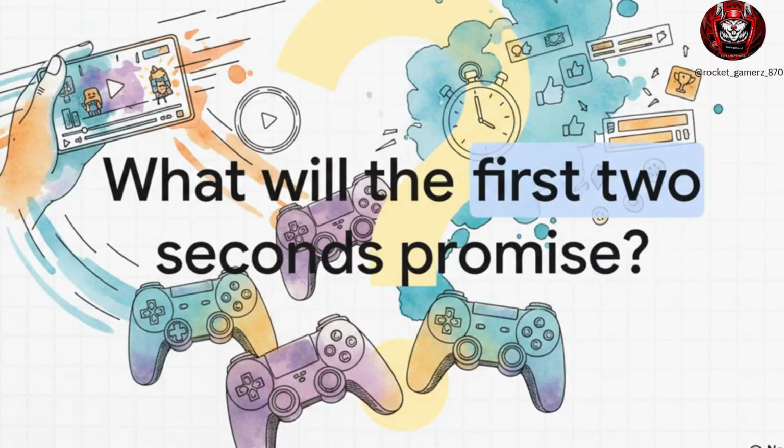So now that you've got the blueprint for the entire viral production pipeline, I want you to ask yourself a question. If mobile viewers decide to stay or swipe in just 1.7 seconds, what will the first 2 seconds of your next video promise them? Really think about it. Would your content survive the 1.7-second test?